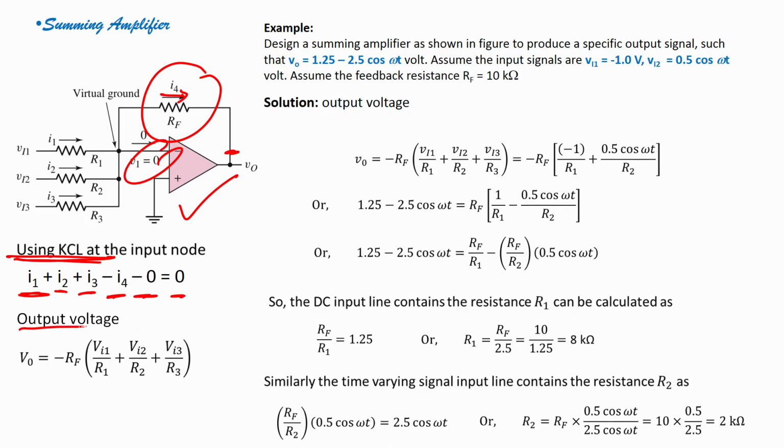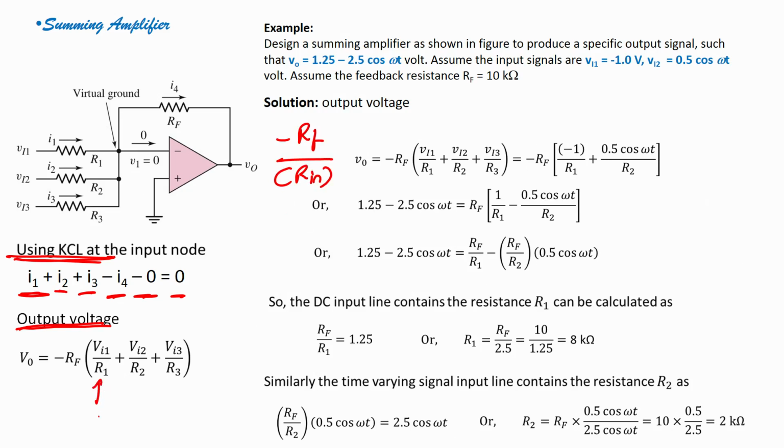So, output voltage would be what? VO equals minus RF, right. Why? Because it is an inverting amplifier. So, for the inverting amplifier our formula is RF by input resistance Rin, right. Here first is V1 by R1. Why? Because RF into V1 here, V1 by R1 plus V2 by R2 plus V3 by R3, right.